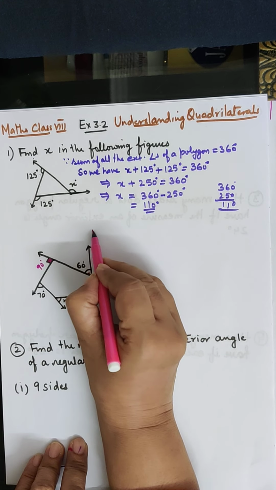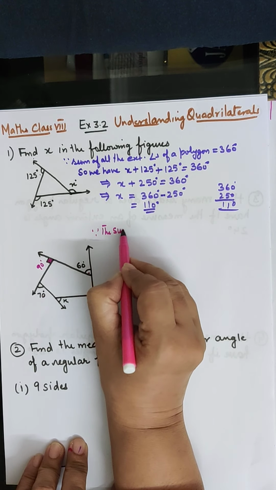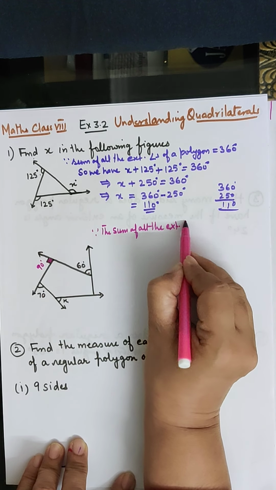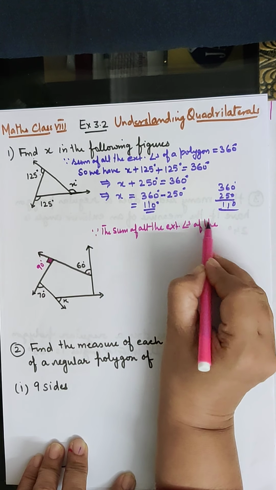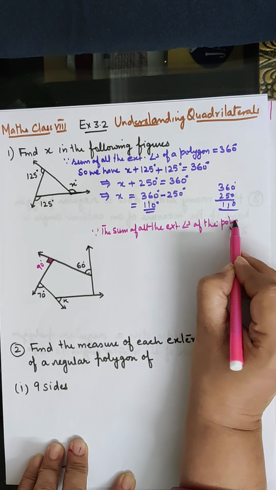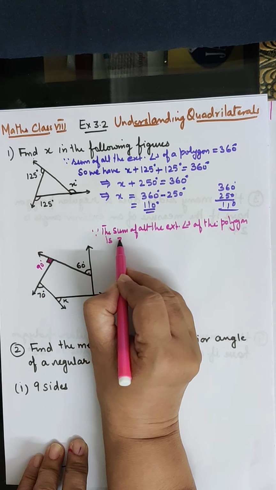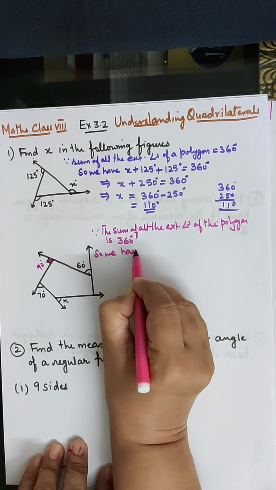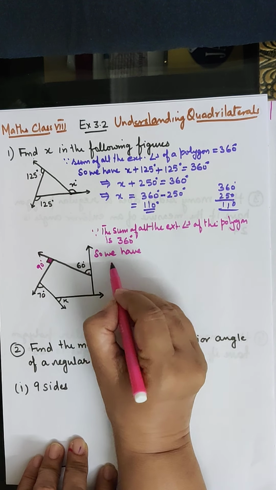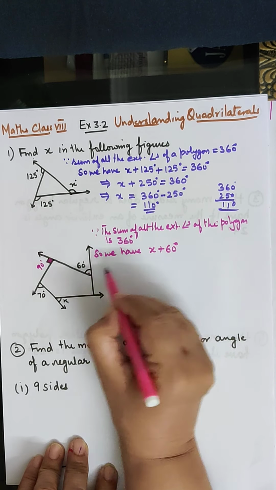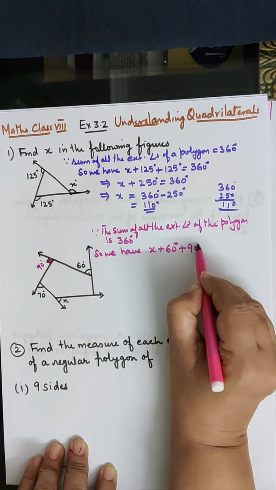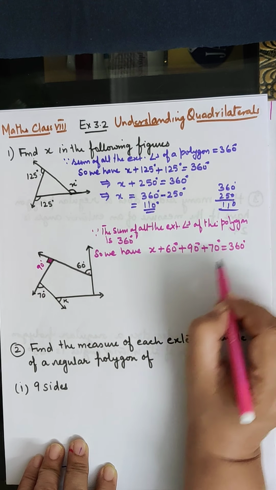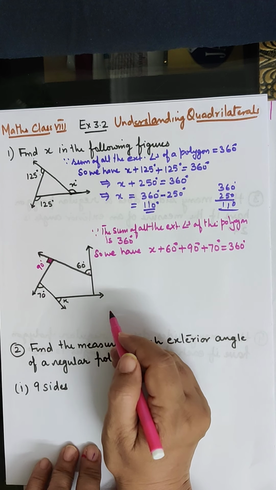So we'll write here, since the sum of all the exterior angles of the polygon is 360 degree. So we have x plus 60 degree plus 90 degree plus 70 degree equal to 360 degree.